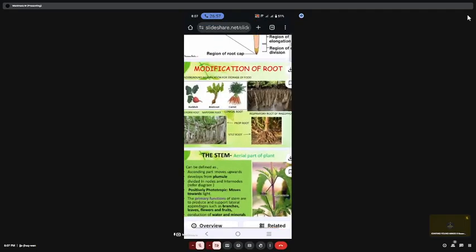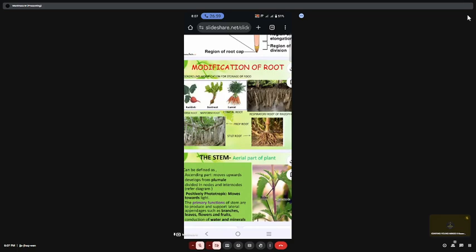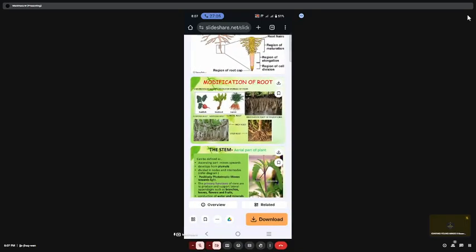Actually it is not from your textbook point of view, but you should know about the modifications. The root may show permanent structural changes, please make a note of it. The permanent structure of the root changes to perform particular functions based on environmental conditions. So this is called root modification.